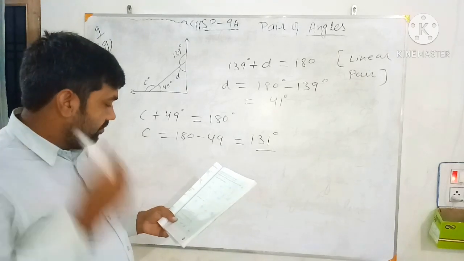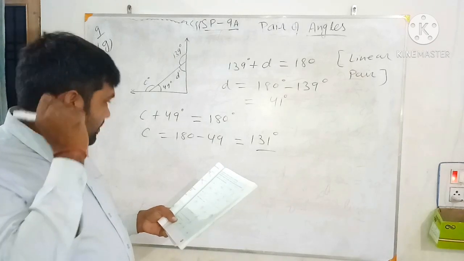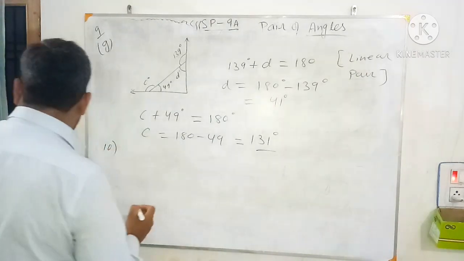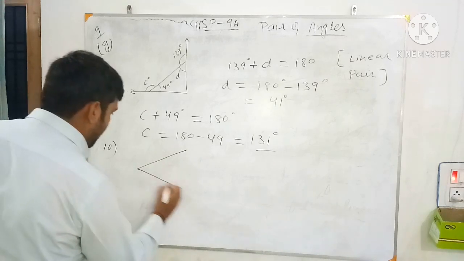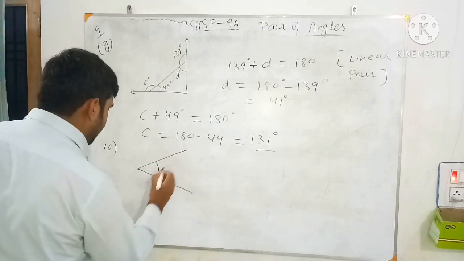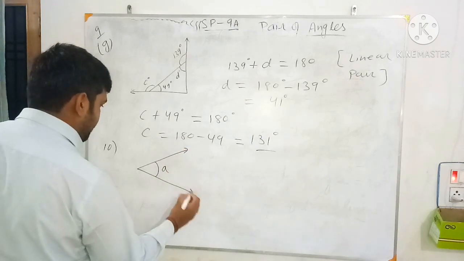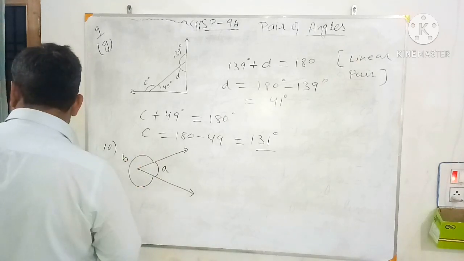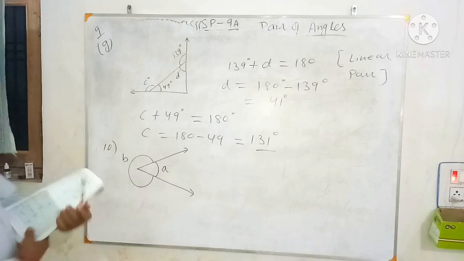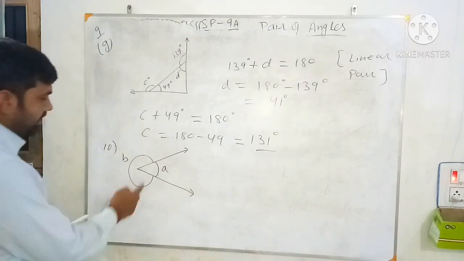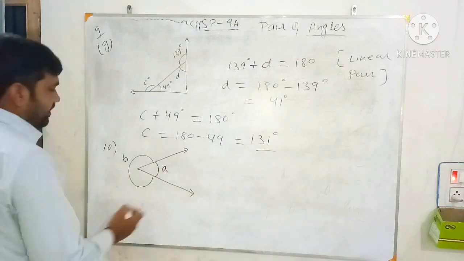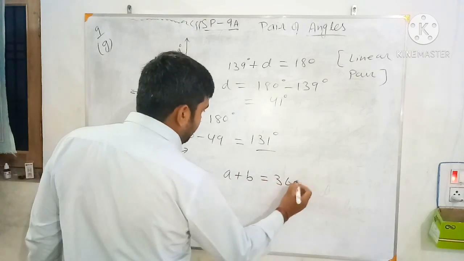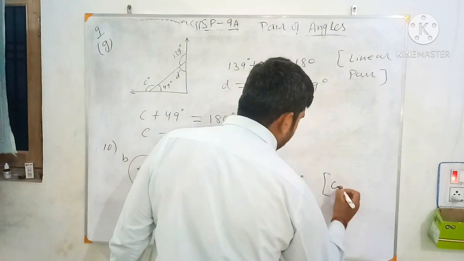Now see question number 10. This much angle is A, and this angle is B, and this is a complete angle. When you add these two angles A and B, you will get a complete angle, that is a complete circle. So what you write? Angle A plus B is equals to 360 degree. Reason what you quote? Complete angle.